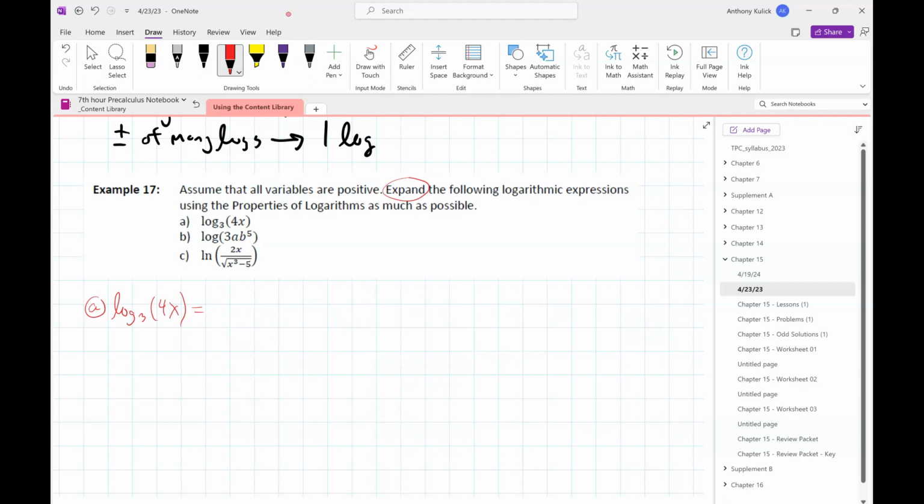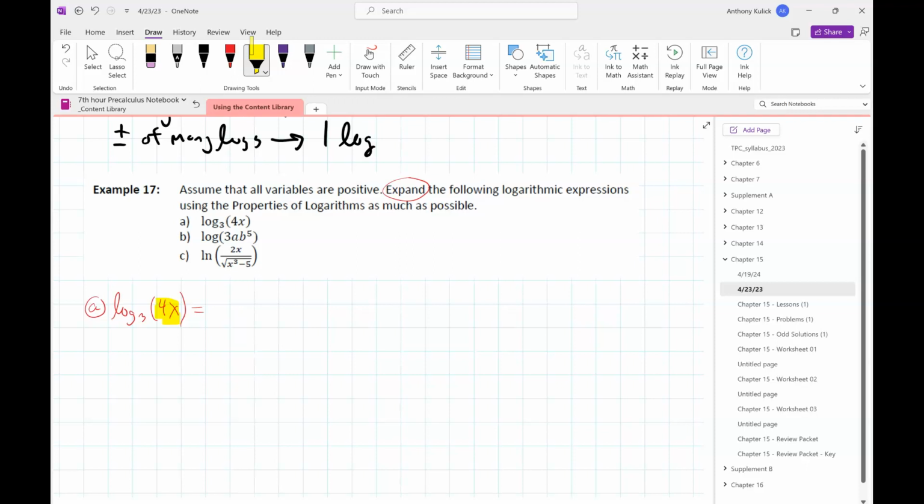So when we're expanding, the first thing we look for is a quotient property. So I look inside my logarithm. Is there anything being divided? No. No quotient property to do.